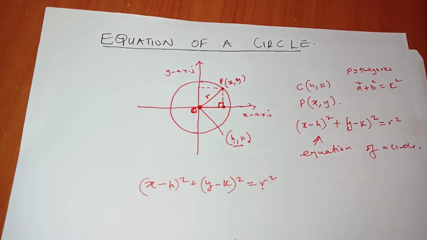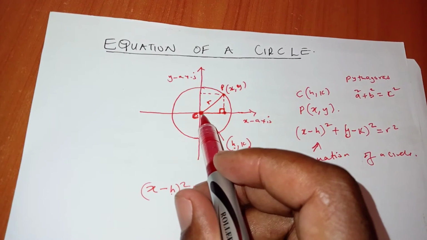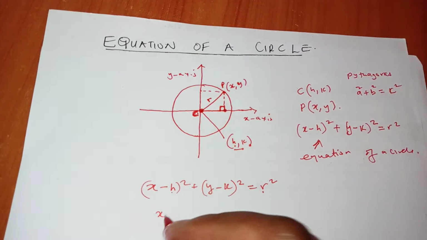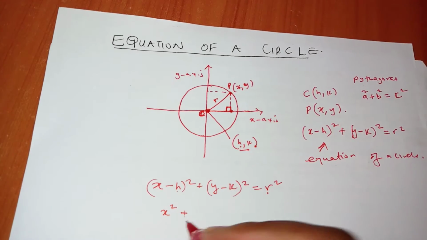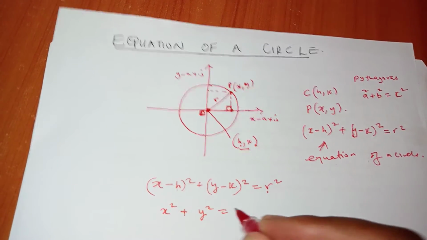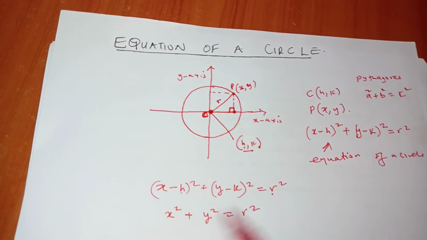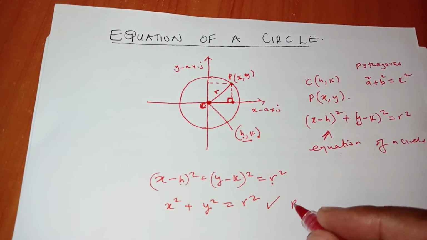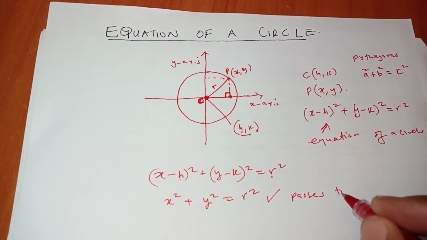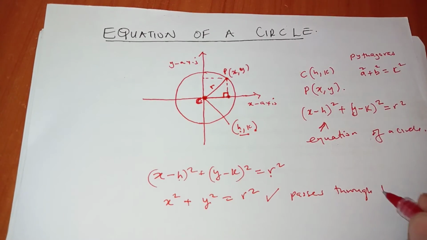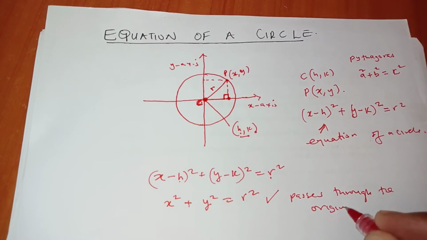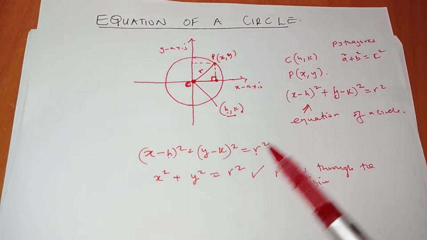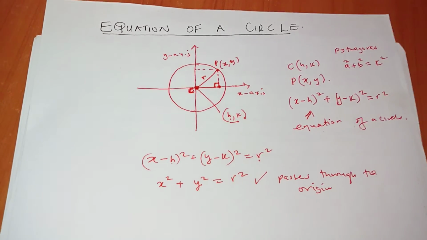So what happens if the circle is situated at the origin, so that the center is at the origin? It reduces to x squared plus y squared equals r squared, because both h and k values are zero. So this is when it passes through the origin. But if you pick any other center, say (h, k), then the equation of a circle will have that shape.